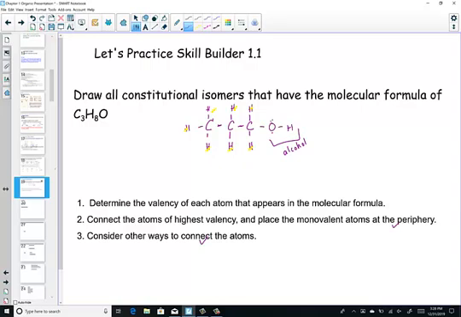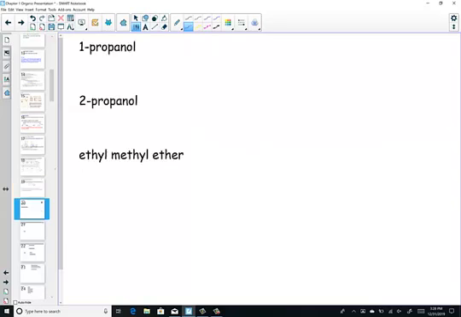Pause the video and play with this formula and challenge yourself to practice valence bond theory and see how many different ways you can organize this compound. Start the video when ready. Well, let's see what you found.